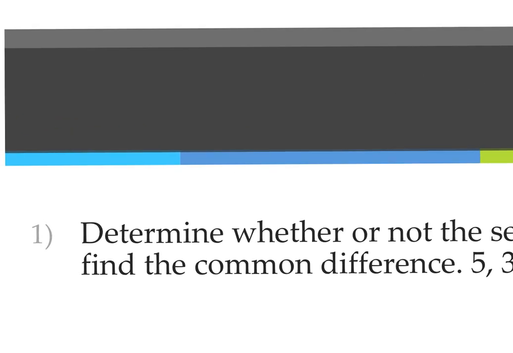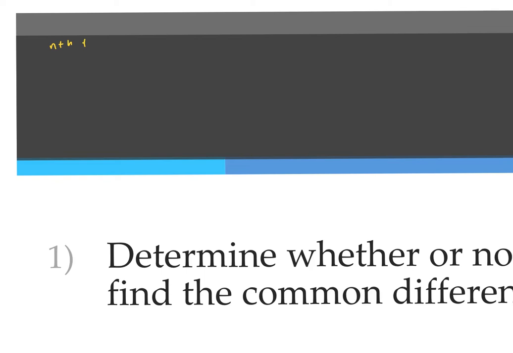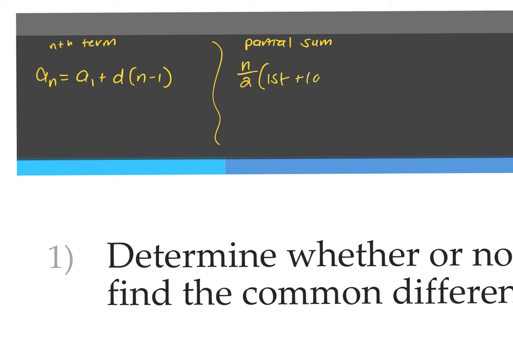All right, so the two formulas we need to know for arithmetic are the nth term, which is a sub n equals a1 plus d times n minus 1, and the partial sum, n over 2 times first plus last. I would say for this chapter, you want to keep a running reference sheet. Obviously, you can't use it on your test, but it will help you review at the end.